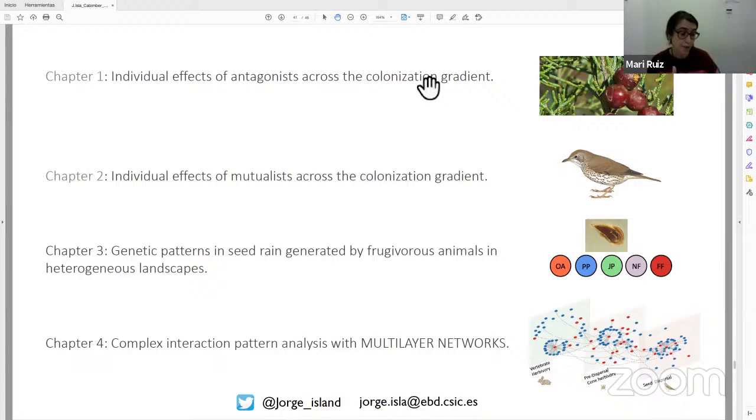Now we have more questions in the chat. So Anna is asking, how comparable are different methodologies to record interactions? I can imagine that some are more efficient than others. Do you need to standardize? I guess she refers to DNA metabarcoding and camera trapping. Yeah, this is a very good question and a challenge that we have in our group. This is a very common challenge because many frugivory studies and other types of interaction studies maximize the data production using different methods.